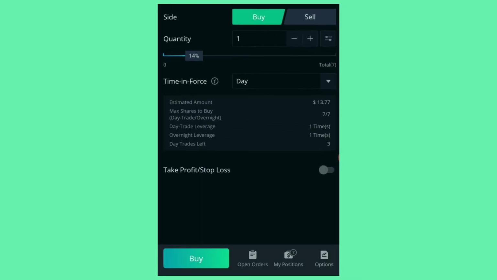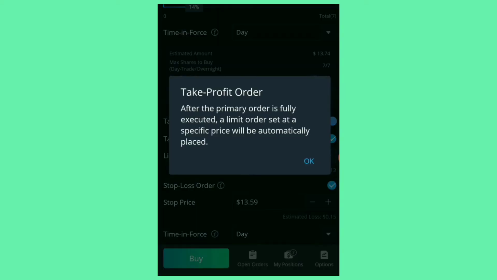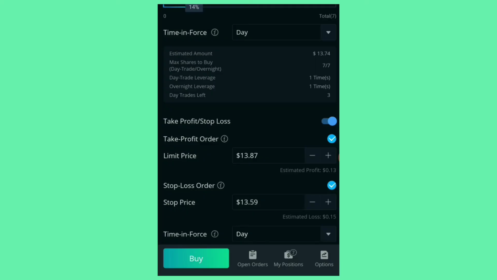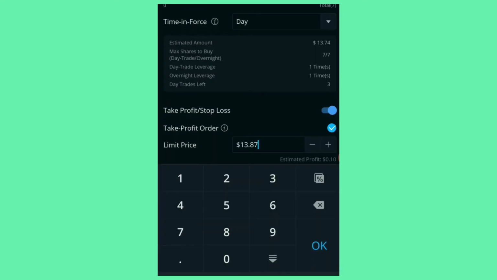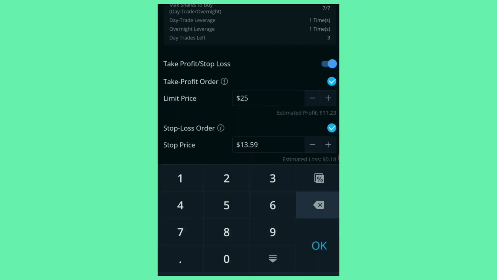And here's the cool part. You have the take profit order and the stop price and limit price. So the take profit order, if you click here, after the primary order is fully executed, a limit order set at a specific price will be automatically placed. So the profit for this stock that I want to do is, I think the stock is going to be worth $25 very soon.